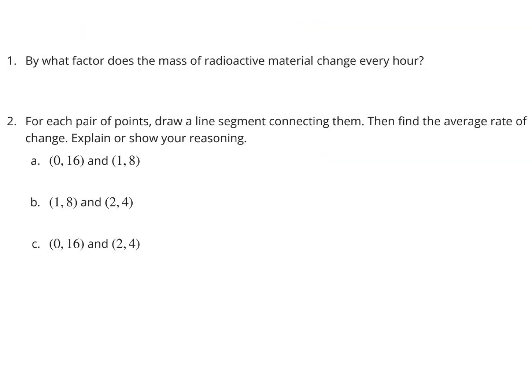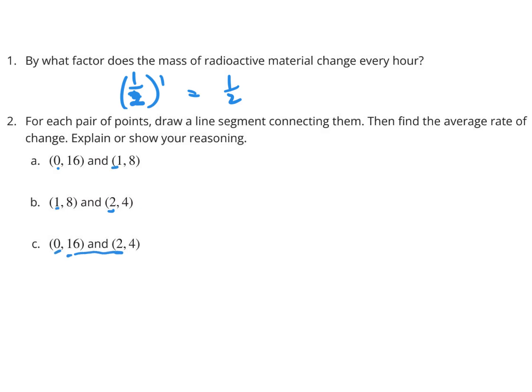By what factor does the mass decay every hour? For every hour is 1/2, that was our half-life, to the 1, so the change was 1/2 every hour. All right, for each pair of points, draw a line. So we're not doing that, because these are full jumps. So we're going to get an even display.